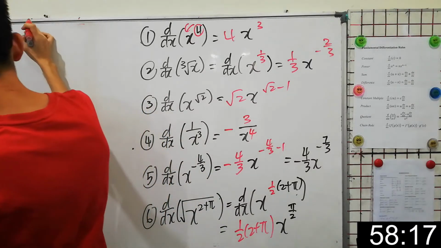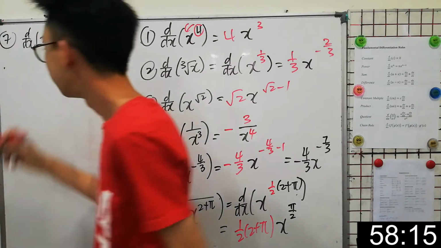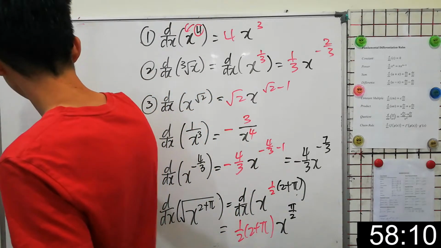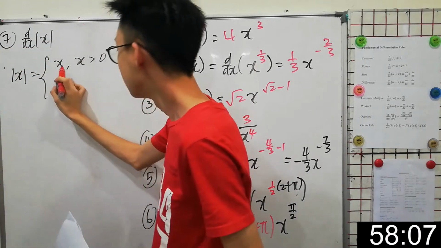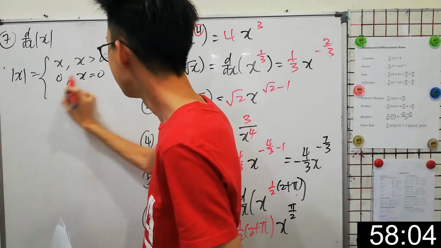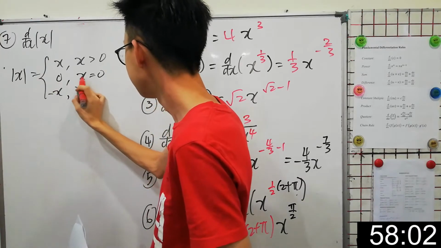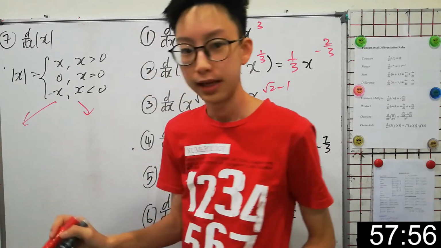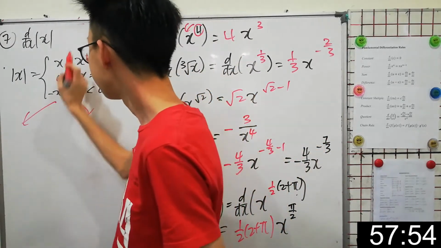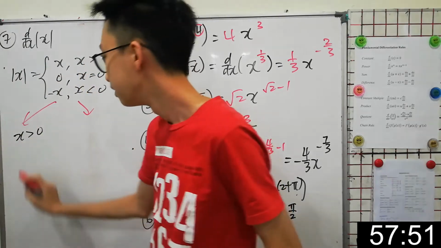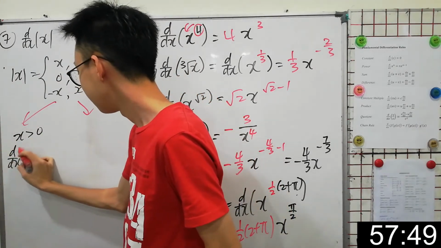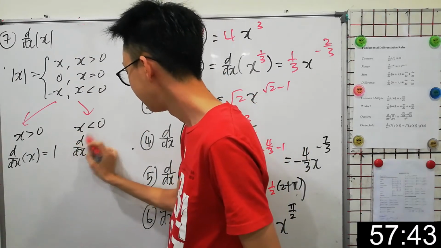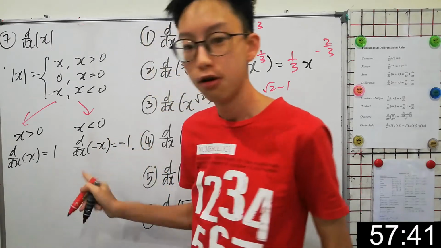Then number 7, we have d/dx of absolute value of x. Okay, so recall the definition of absolute value of x. It is equal to x when x is greater than 0. It is equal to 0 when x is 0, and is negative x when x is smaller than 0. So we have to split it into 2 parts. Actually, it's 3 parts, but never mind. Okay, so when x is greater than 0, then d/dx of it will be equal to 1. If x is smaller than 0, then d/dx of it will be negative 1, right?